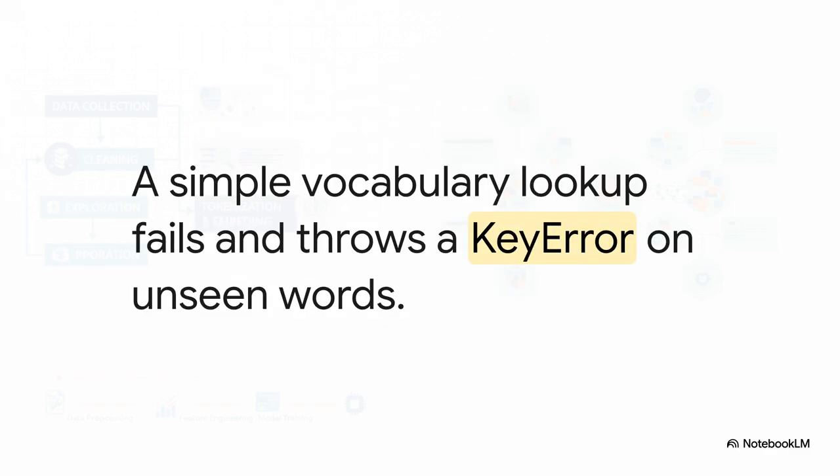But here is where we hit a bit of a roadblock. What happens when a word simply isn't in our dictionary? If our basic tokenizer suddenly encounters a brand new word, like hello, that was never present in the training text, a simple vocabulary lookup is going to fail entirely. In Python, it literally throws a key error, and the model just stops in its tracks.